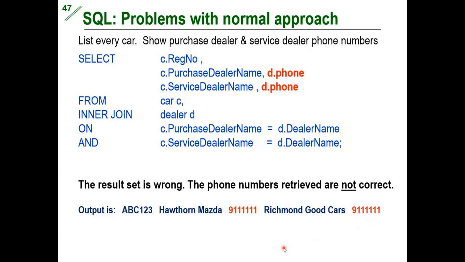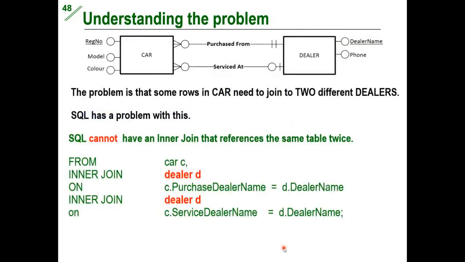So this is the problem in these kinds of situations, and we need to overcome it, because SQL cannot handle the inner join this way. If I use the inner join that references the same table twice, then that problem arises. So that's the main cause of this problem.